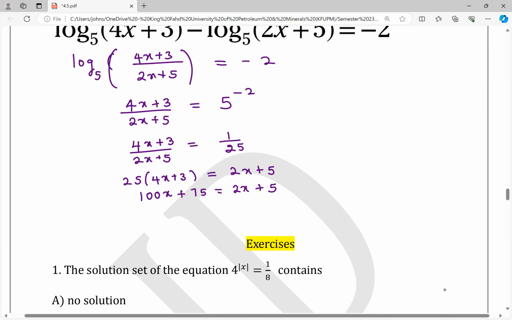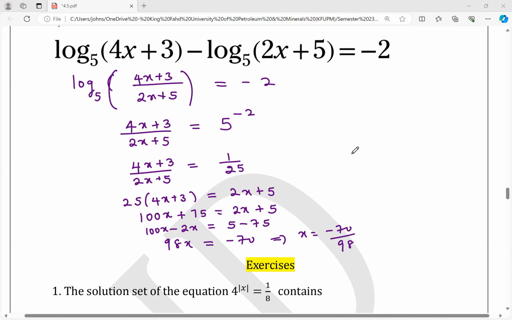So we can subtract. So this is going to be 100x minus what? 2x is equals to 5 minus 75. So here we are having 98x is equals to what? Minus 70. Really? Okay, so this means that x is minus 70 over 98.